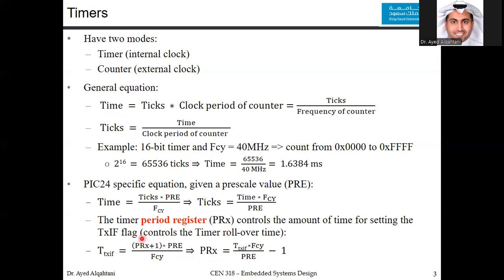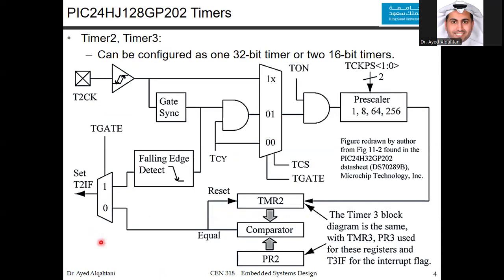We will explain each one of them, how to use them, and we will also revisit this equation again. So for our PIC24HG128, also the 32 variant, GP202, we have timer 2 and timer 3. We also have timer 1, but timer 1 is kind of specialized. We will discuss it later.